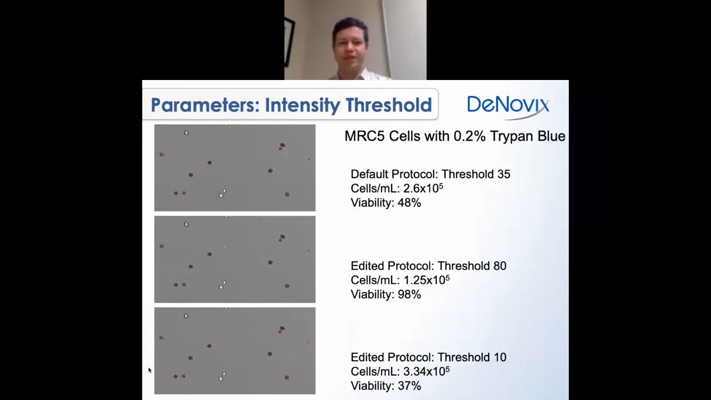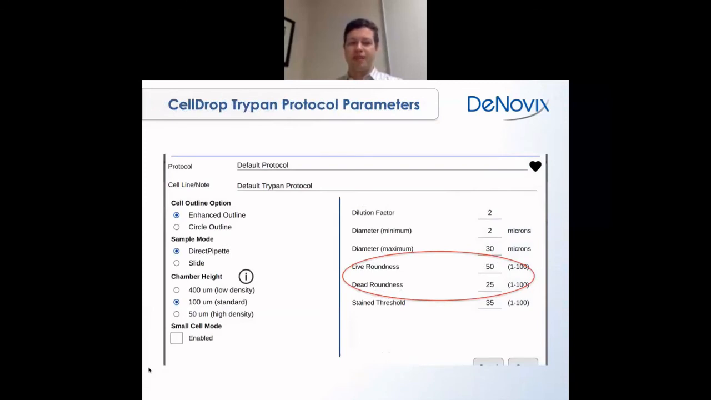This might seem really basic. Why not just leave it at the default? But different cells tend to stain differently. Some cells may stain very, very darkly, so you want to set that threshold to be kind of high, to make sure that you're not counting any debris if you have debris in that sample. Some cells tend to stain very lightly, so you might need to set that threshold down around 10, if you want to be getting a good viability count on those cells. So it's really up to the user to understand that parameter and adjust it correspondingly.